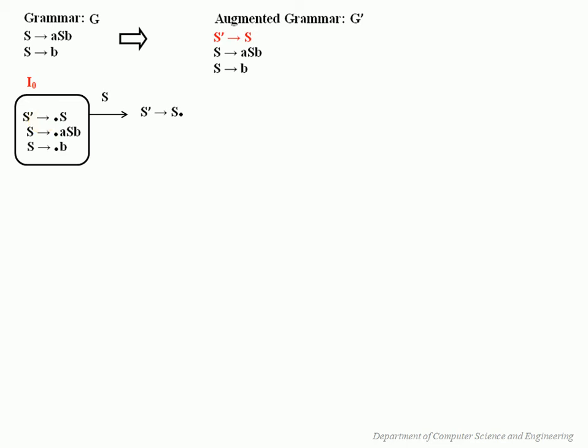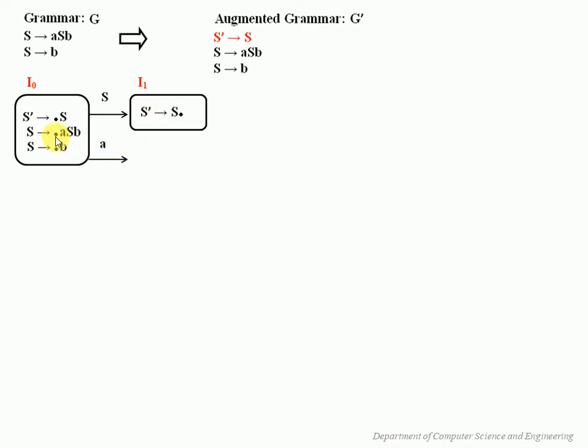Since the dot is coming at the end, you cannot have any more items added as part of closure of this particular group. So you can finalize this group of items and name it as a new state, that is I1. Now for I0 you can have two more transitions, that is for terminal A and terminal B. So let us consider the transition A.